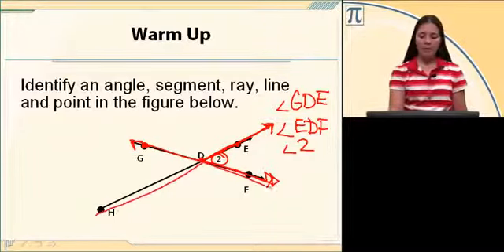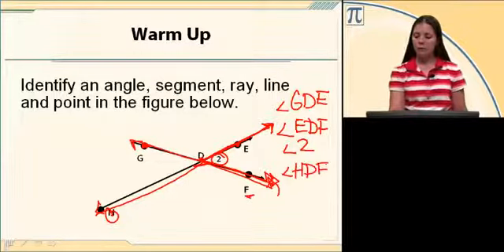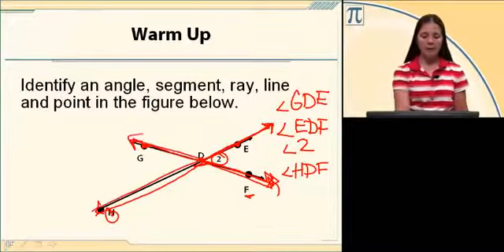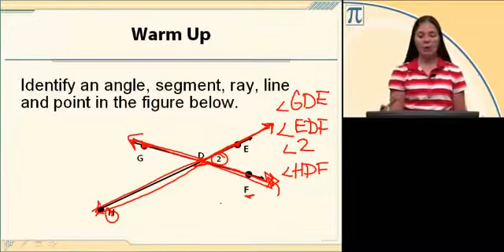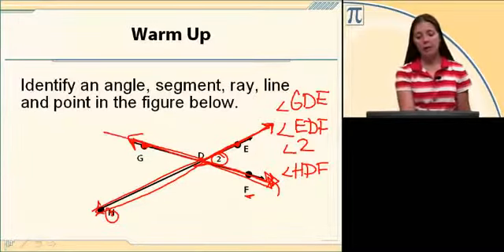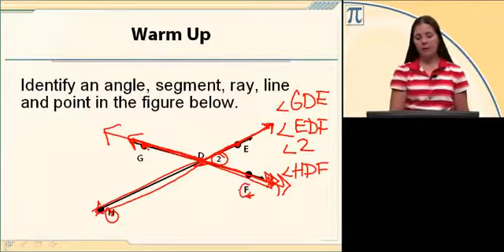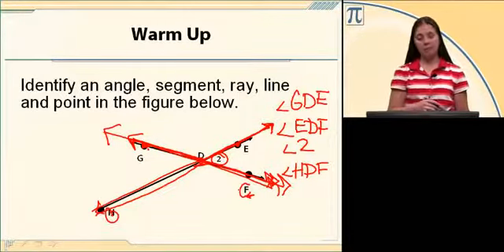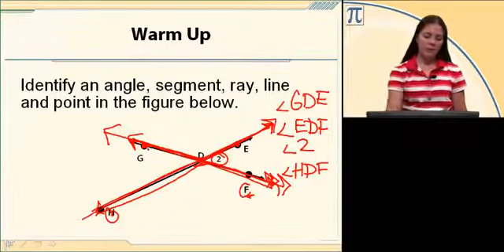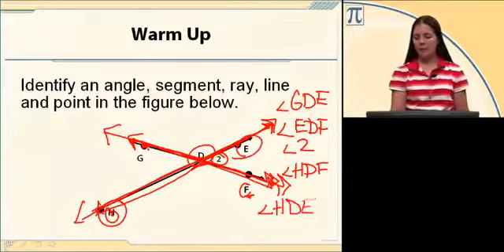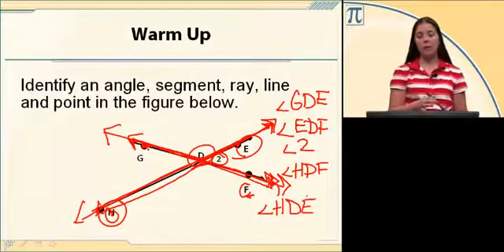Opening to the bottom, we have angle HDF. You could name it FDH instead. Make sure D is in the middle because D is the vertex. And opening to the left, we have angle GDH or angle HDG. If you saw the straight angle on here, that's fine. Angle GDF or angle FDG. And the other straight angle we have, angle HDE. Now, all these angles could be named in the exact reverse order, E, D, H, as long as D is in the middle because D is the vertex.